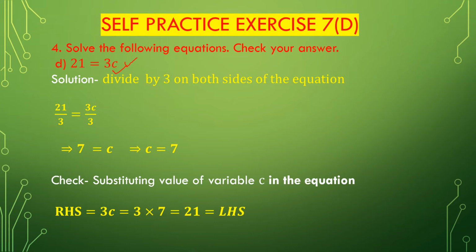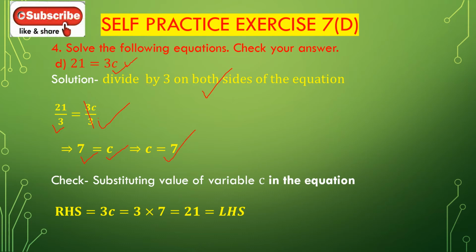So we get 3c divided by 3, 3 and 3 cancelling, so we get c. So we have to divide by 3 on both sides of this equation. Now 21 divided by 3 equal to 3c divided by 3. Now 21 divided by 3 is 7, and cancelling 3 and 3, we get c. 7 equal to c, that is c equal to 7. Now we get the value for the variable c is 7.